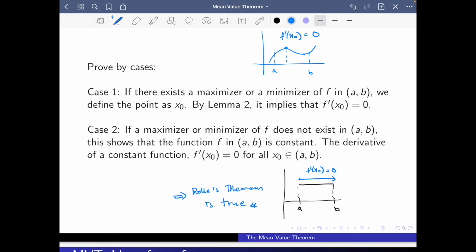We will use Rolle's theorem to step into the next step, which is our mean value theorem, the final target of this video.